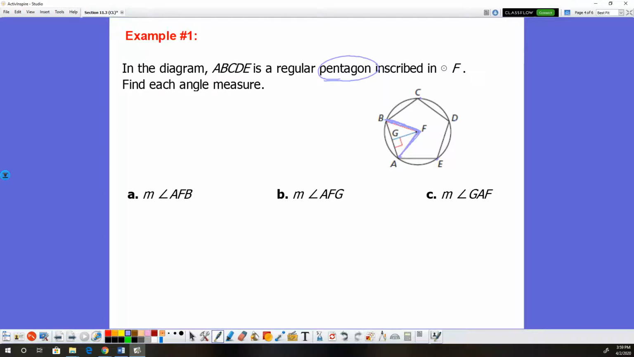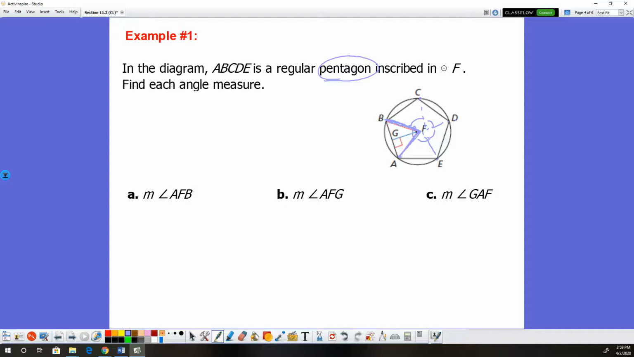Well, now let's think about it. This is a regular polygon. How many central angles do we have? Well, here's one that we're trying to find. Here would be another. Here would be another. Here would be another. So there's 1, 2, 3, 4, 5.